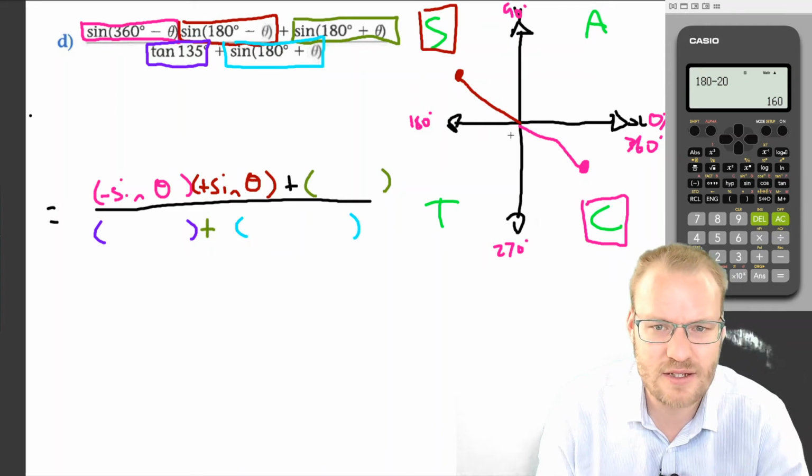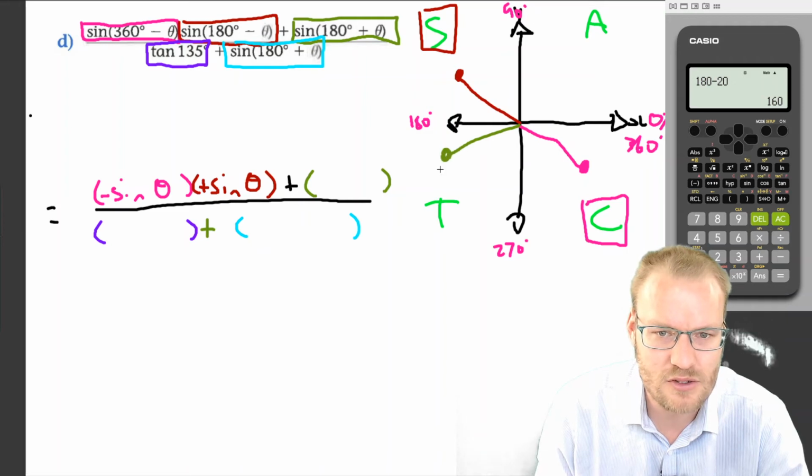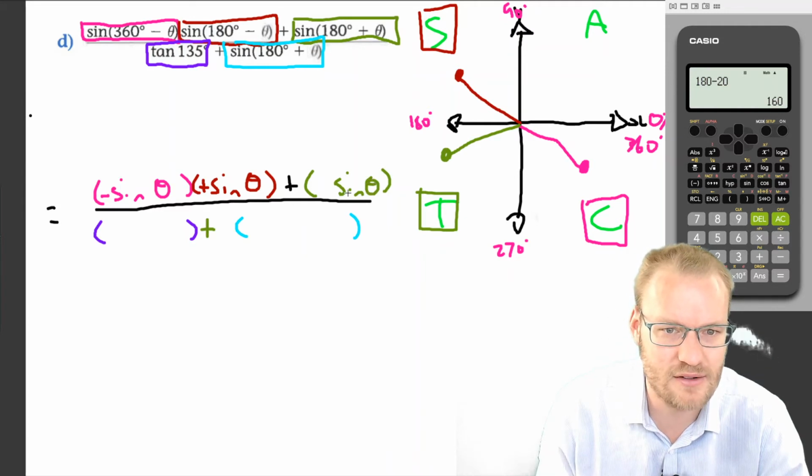Sine of 180 plus theta. Here's 180, and we're going around a little bit more. So we're in tan's quadrant. So we know that 180 plus and minus stays sine, and in tan's quadrant, this has to be negative.